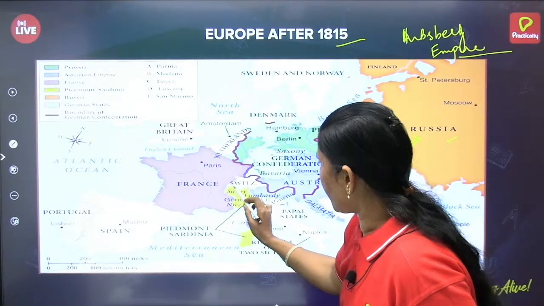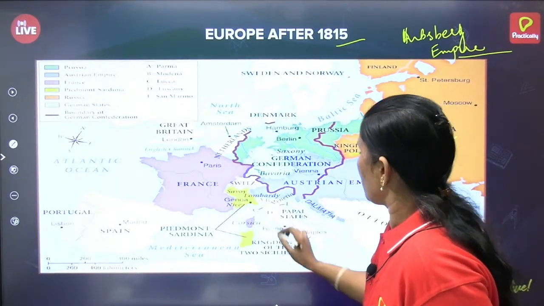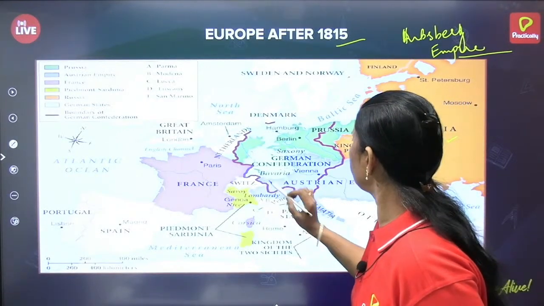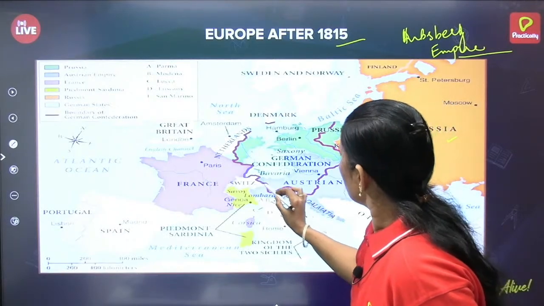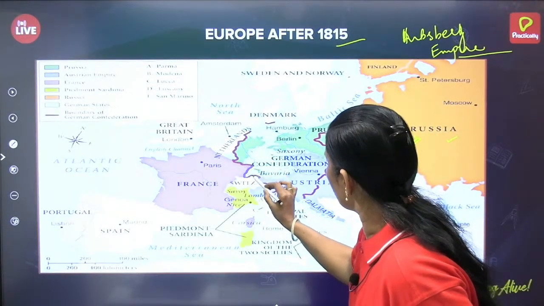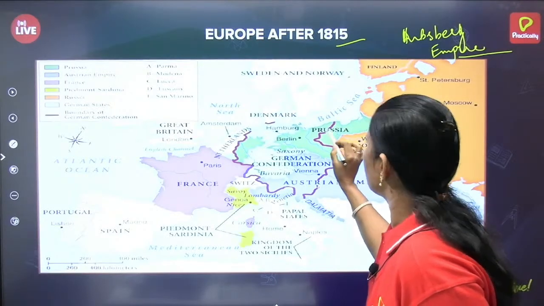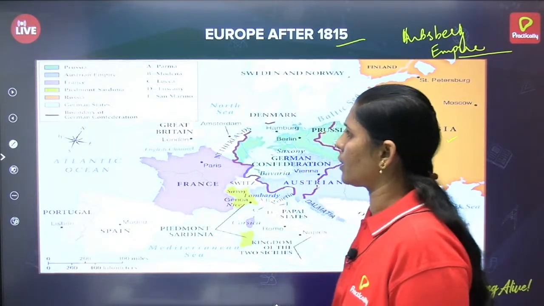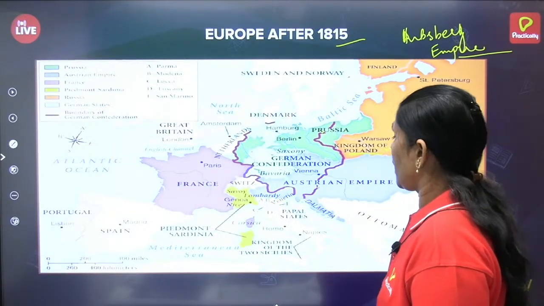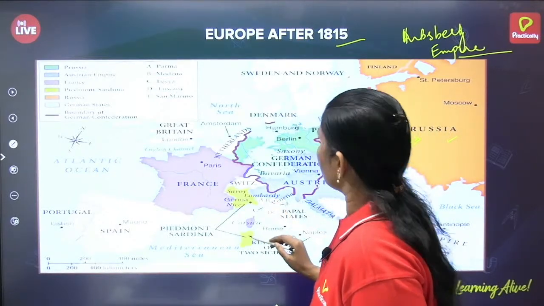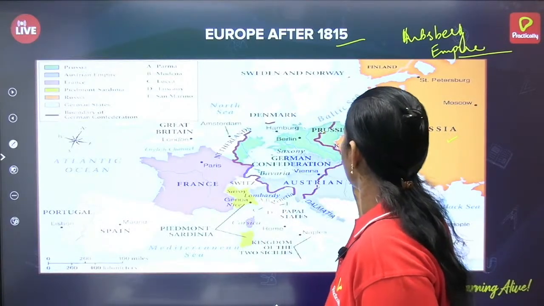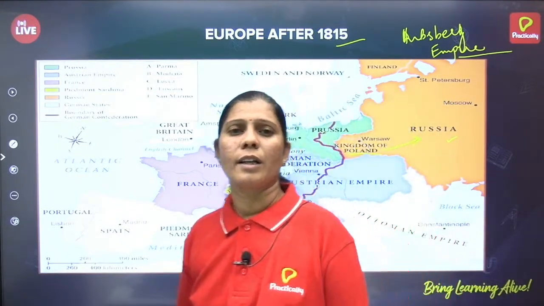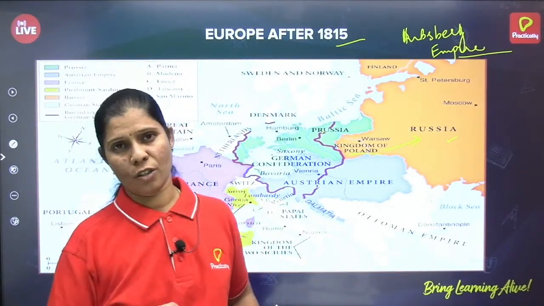This Saxony, you can see here, it was given to Prussia. You can see a boundary over here, the violet line. This is nothing but the German Confederation. You can also see Prussia. This is Prussia, children, the light greenish one. Today Prussia is nothing but the present day Germany.